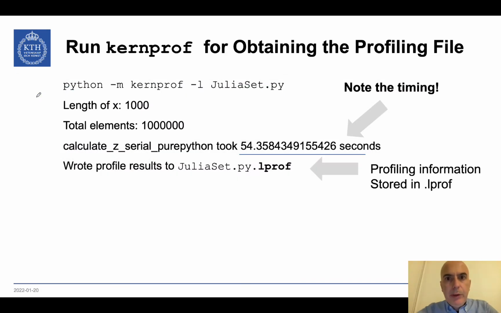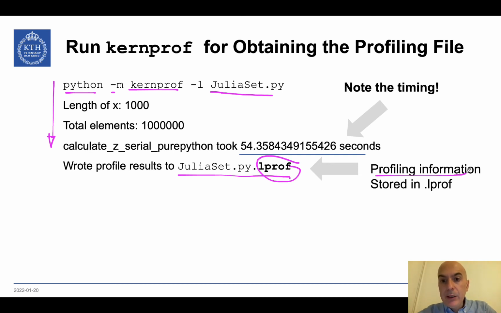Once we have our code with this extra line just before the function we want to profile, we can call python -m kernprof, that is the script that we're going to use to obtain profiling information, and then -l and juliaset.py. What it does is basically instrument the code with the profiling information, run it, and produce a file called juliaset.py.lprof. This lprof file is the file storing all the profiling information.